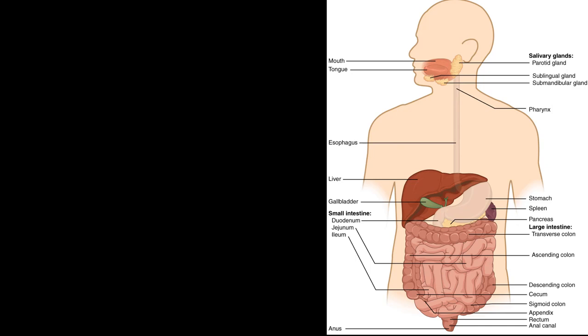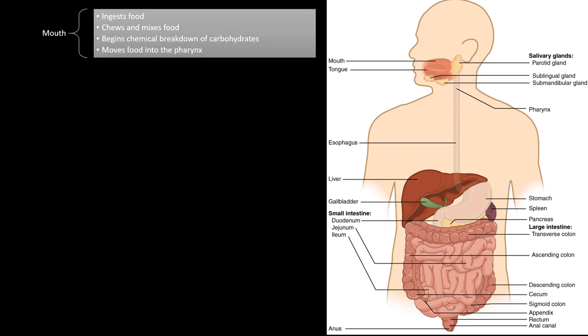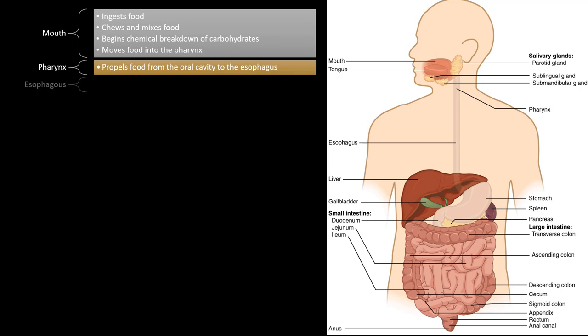To summarize, the mouth ingests the food, chews it, mixes it, and begins the chemical breakdown of carbohydrates with the help of salivary amylase, and it pushes the food towards the pharynx. The pharynx propels the food from the oral cavity to the esophagus, or food pipe, and the esophagus propels the food to the stomach with the help of peristaltic movement.